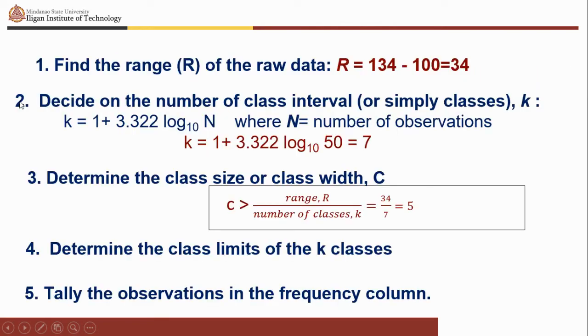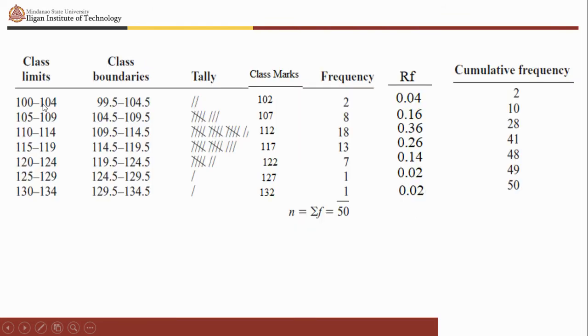Our C is equal to 5. So we have 100 plus 5 equals 105, plus 5, you have 110, 115, 120, 125, 130. Then what's before 105? That must be 104. What's before 110? You have 109. After that, you tally. Then for the class boundaries, these are now considered as our lower limits, and these are now considered as our upper limits.